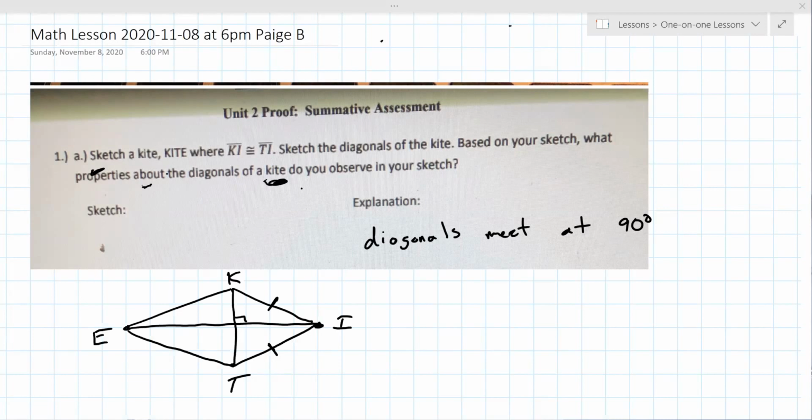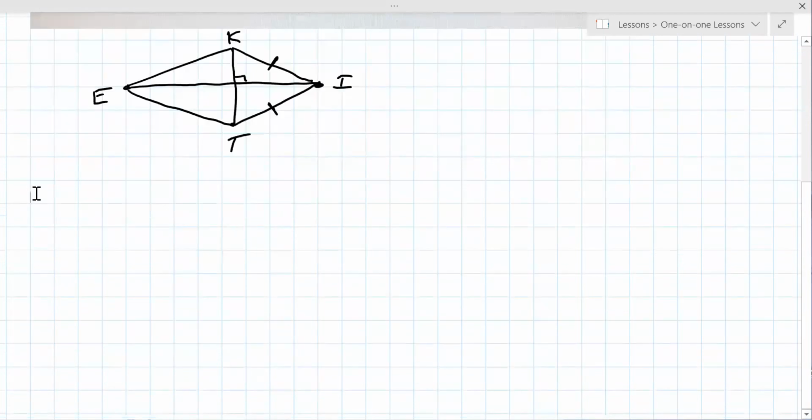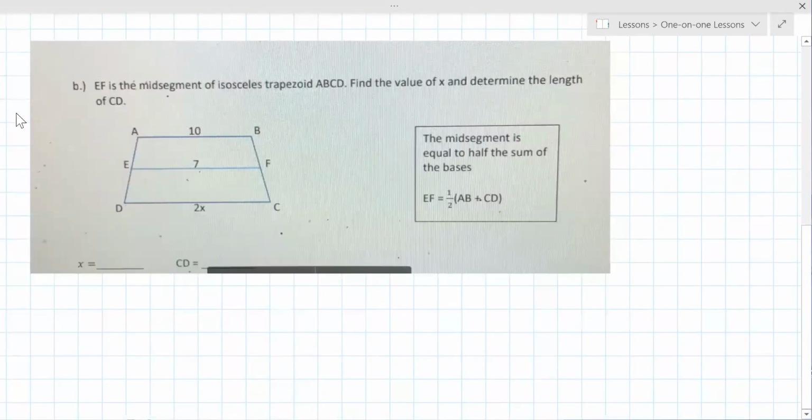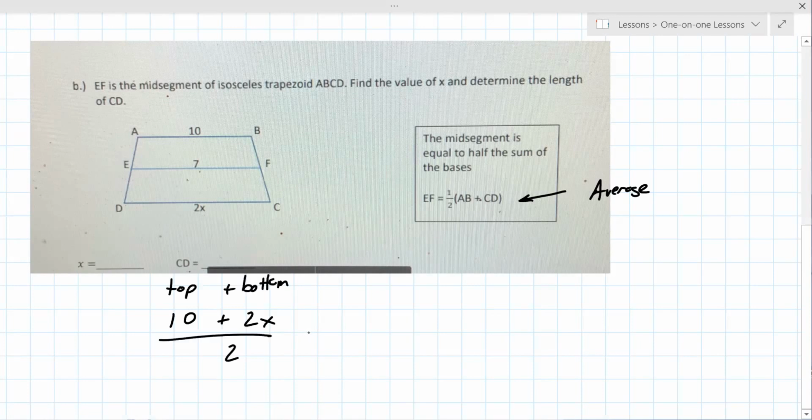What's interesting is the next one is about a trapezoid, which actually has nothing to do with kites at all. So I don't know why it's part B, but it is. So it says if EF is the mid-segment, that means that it's the average of the top and the bottom. That's what this is supposed to be saying over here. So it's 10 plus 2x, that's the top plus the bottom, and then you're dividing it by 2, and that equals whatever this number is here in the middle. So equals 7.